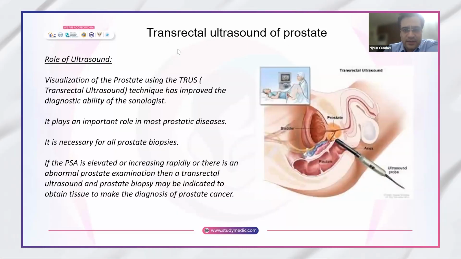Next is the transrectal ultrasound of the prostate. The visualization of the prostate using the TRUS technique has improved the diagnostic ability of the sonologist. It plays an important role in most prostatic diseases. It is necessary for all prostatic biopsies. If the PSA is elevated or increasing rapidly, or there is an abnormal prostate examination, then transrectal ultrasound and prostate biopsy may be indicated to obtain tissue to make the diagnosis of prostate cancer.